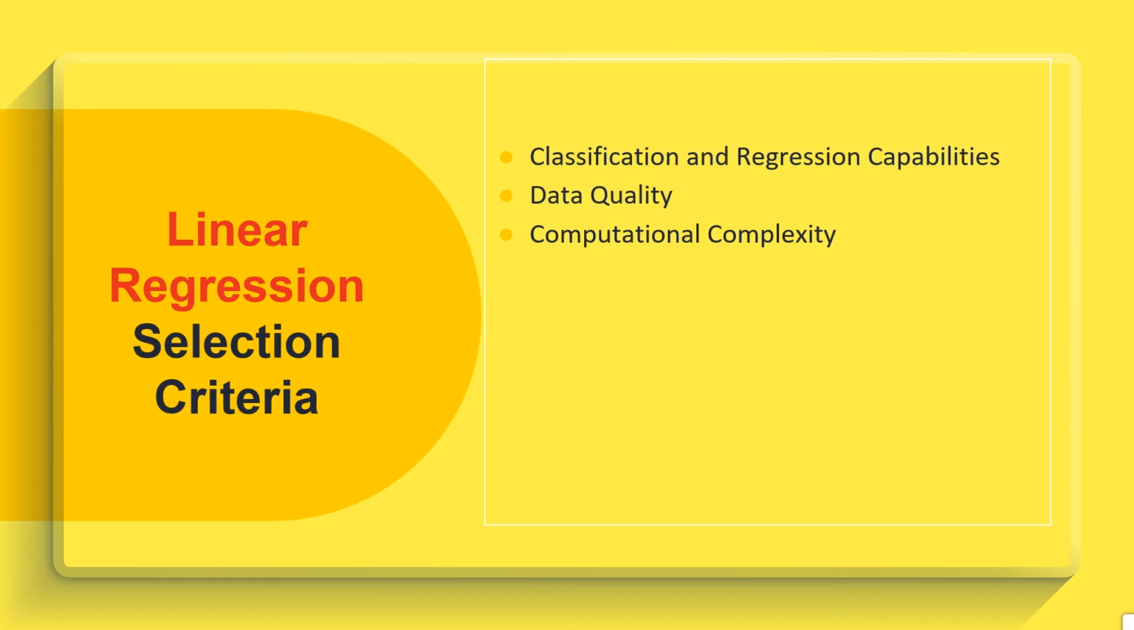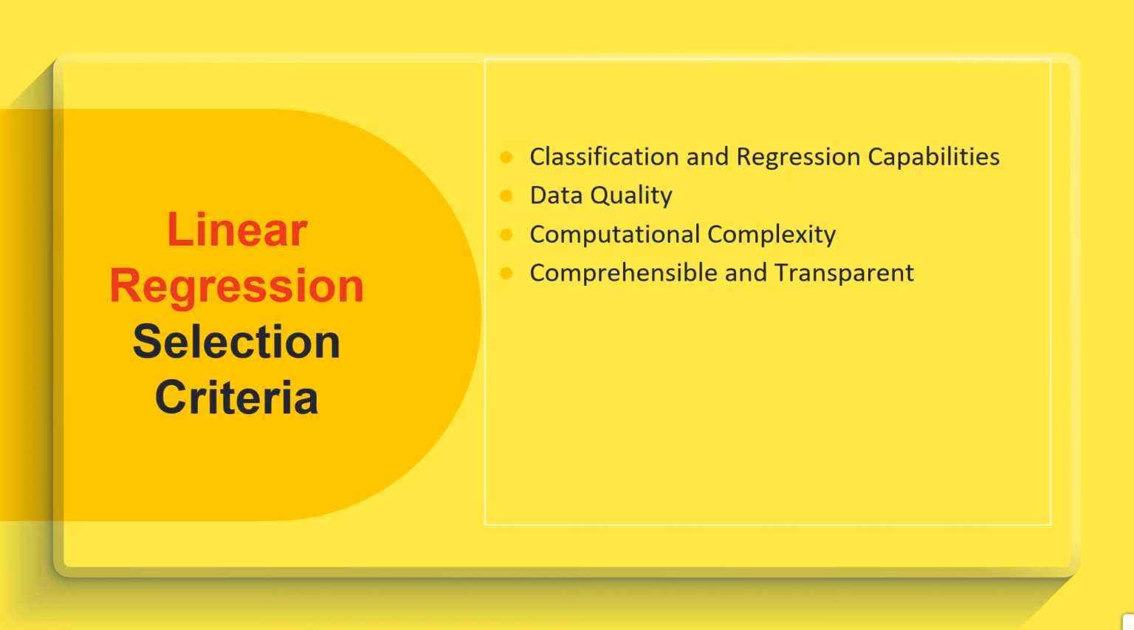The next is comprehensible and transparent. Linear regression is easily comprehensible and transparent in nature. It can be represented by a simple mathematical notation to anyone and can be understood very easily. So these are some of the criteria based on which you will select the linear regression algorithm.